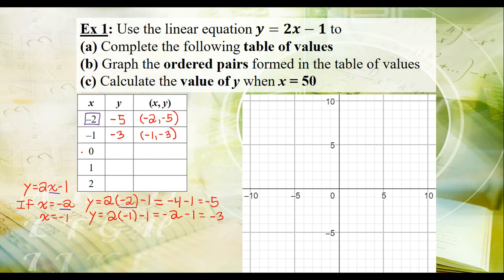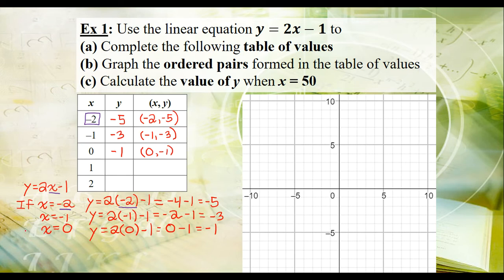Okay, we'll keep going. Now we're going to have a value of x of 0. So if x is equal to 0, let's calculate this. So y would be equal to 2 multiplied by 0 minus 1. What I'm doing is I'm just replacing x with 0 this time around. So 2 times 0 would be 0, minus 1 would be -1. So I'd have, write that as an ordered pair, 0, -1.